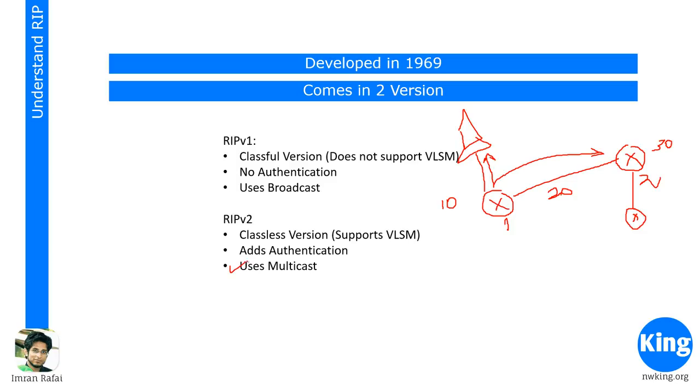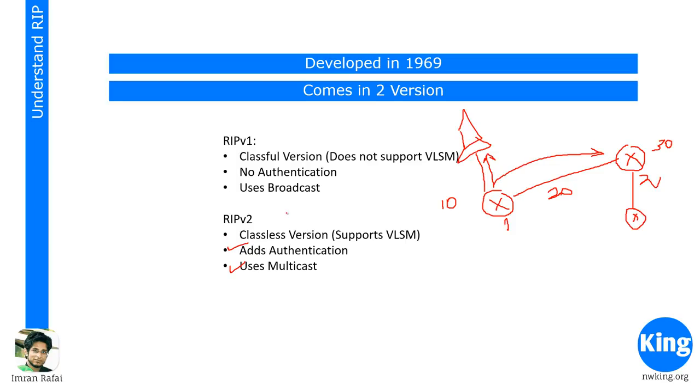and the multicast IP is where all the updates are sent. So only devices that are tuned to listen to those multicast IPs were getting those updates. Right? And it also adds authentication, like I said. So you could actually set up an authentication, and only if those authentication passwords match, they will receive or accept updates from the neighbor. Also, it supported the classless version.